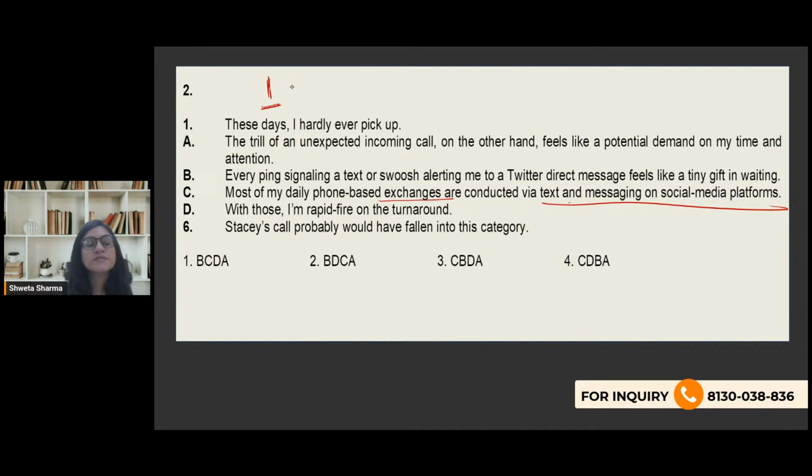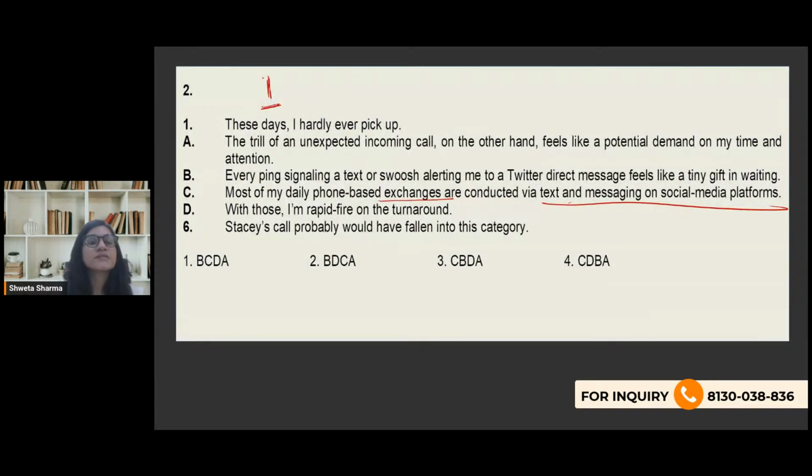So it starts with C. Okay. It starts with C. These days, I hardly ever pick up. Most of my daily phone exchanges are conducted via text on social media platforms. With those, I'm a rapid fire, or should it be every ping signaling a text or swoosh alerting me? I'm a rapid fire. It should go with D. Okay, with text or messaging, I'm a rapid fire.